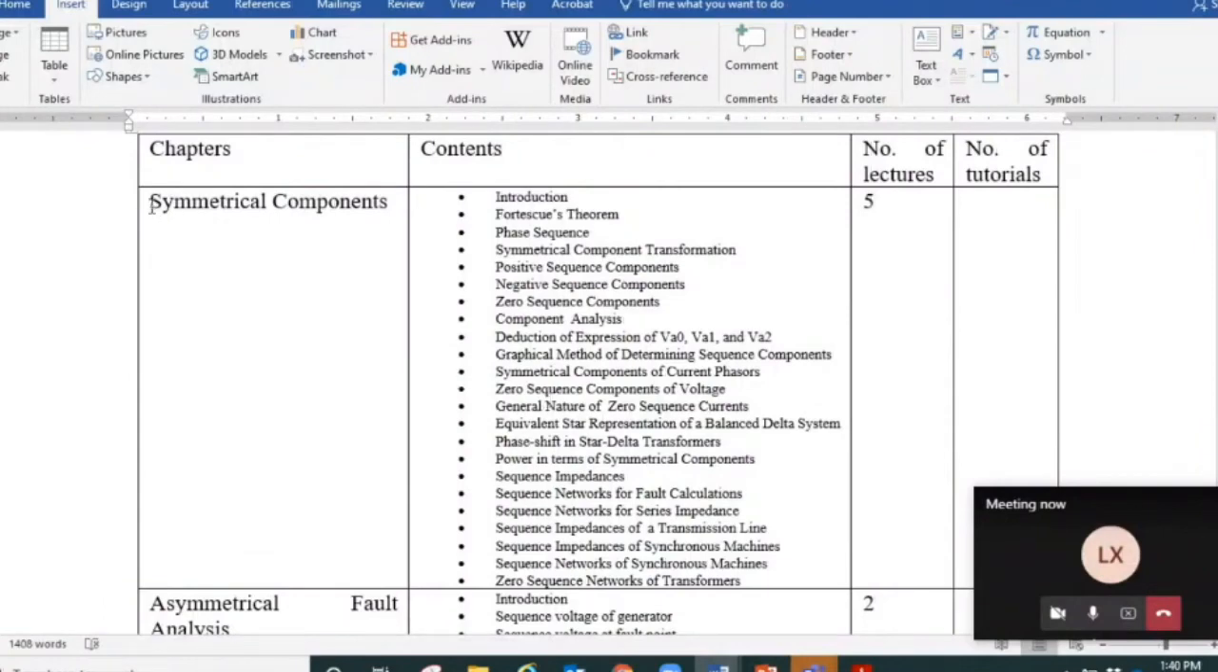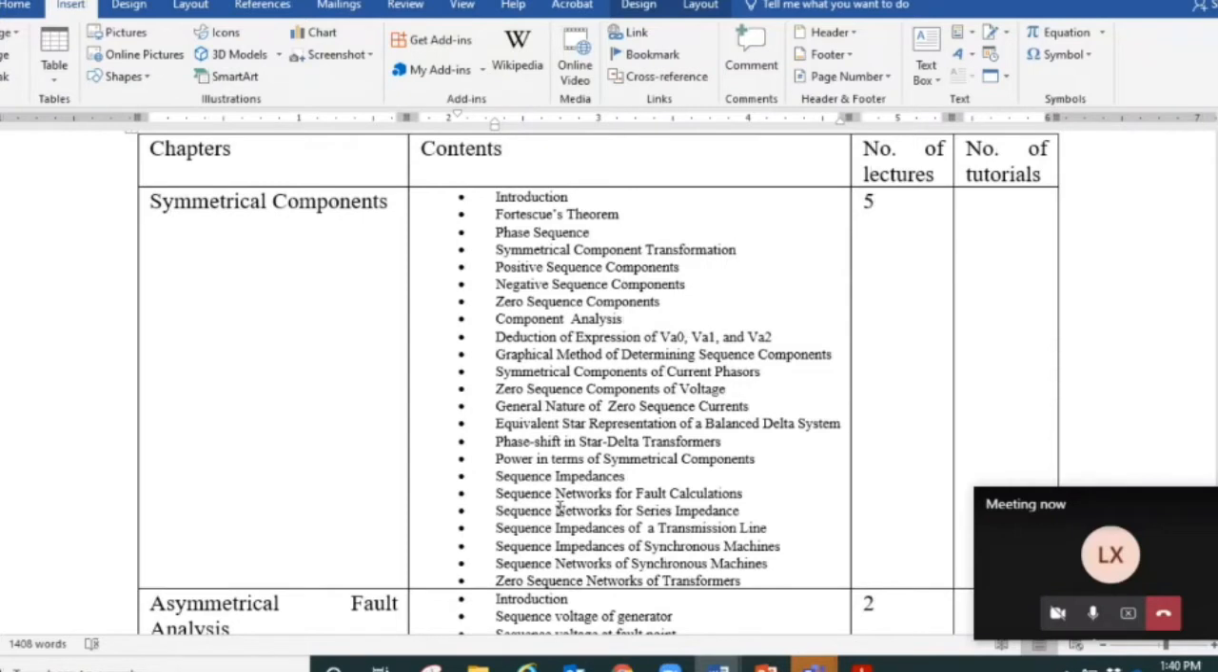So we'll learn firstly the symmetrical components, where the theories related to fault analysis will be discussed, and this is the content that you see. It has a lot. I will give you an introduction to the symmetrical components, then something called Fortescue's theorem, then phase sequence that you have learned already in second year, third year for sure, and then we'll have something for symmetrical components and so on: positive sequence, negative sequence, and zero sequence components.